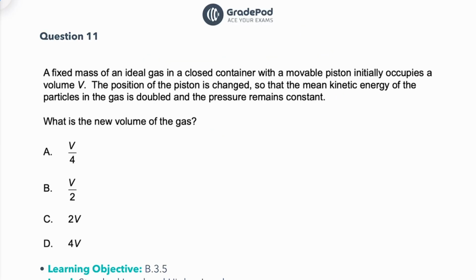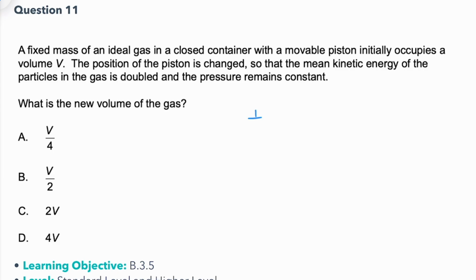Question 11. A fixed mass of an ideal gas in a closed container with a movable piston initially occupies a volume V. The position of the piston is changed so that the mean kinetic energy of the particles in the gas is doubled and the pressure remains constant. What is the volume of the new gas? Okay, we've got two situations. We've got situation 1 and situation 2.